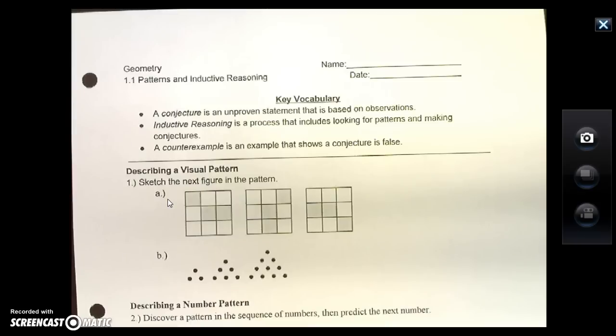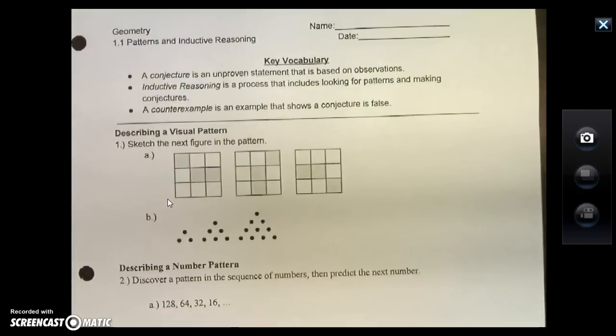I used that video to tie into what we're doing today for notes, because we're going to be talking about patterns and inductive reasoning. I like to relate a lot of this stuff to fun things like Rubik's Cubes and puzzles and whatnot, so bear with me as we go through these notes, okay? All right, here we go.